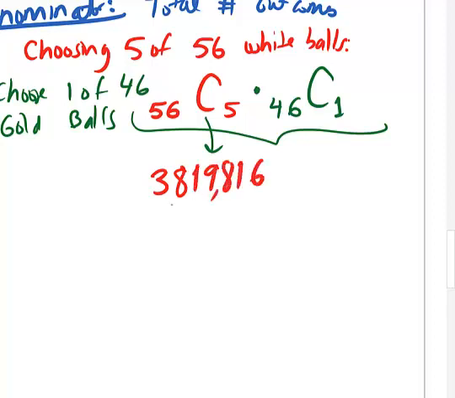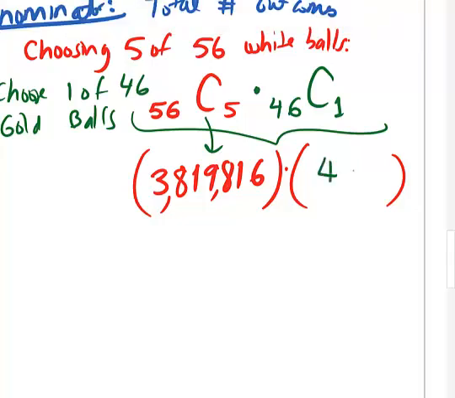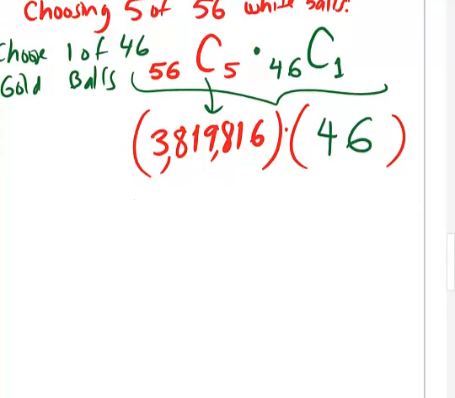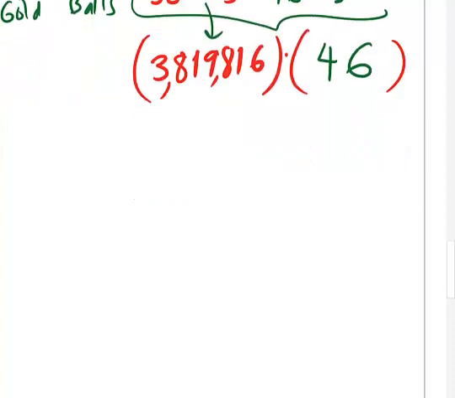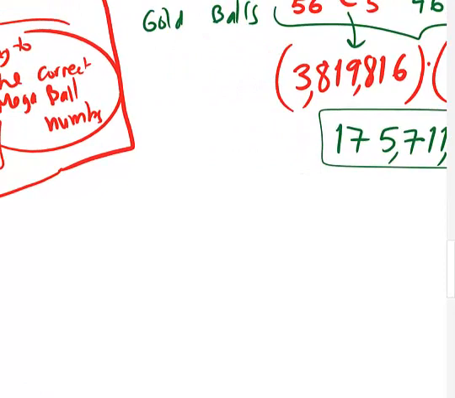3,819,816. Holy moly. Did I do that right? 3,819,816. Yeah, holy crap. And then 46 choose 1 is just going to be 46. I know that because that was one of our little rules from the previous section. And let me multiply those together. I get, holy moly, 175,711,536. Oh my gosh. So there's 175 million and change ways that you could choose your numbers for the lottery.